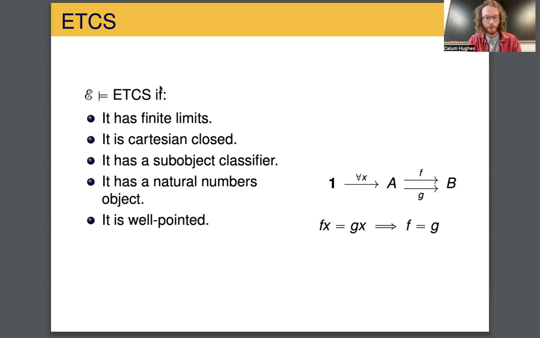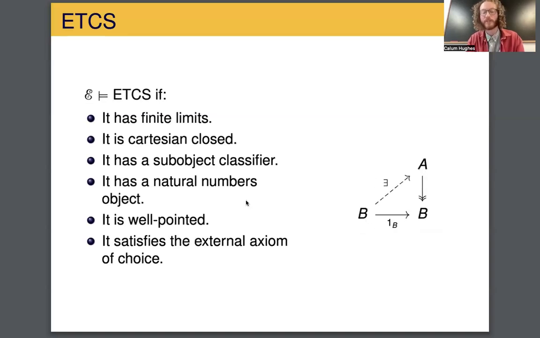Okay, so we've got these five things, and then we also want, because we want a model of ZFC, these to satisfy the axiom of choice as well. So we can reframe the axiom of choice in Set as saying that every surjection has a section. So every map from A to B that's surjective, there exists a map from B to A, such that the composite of these two things is the identity on B. And we call this in a general category E the external axiom of choice.